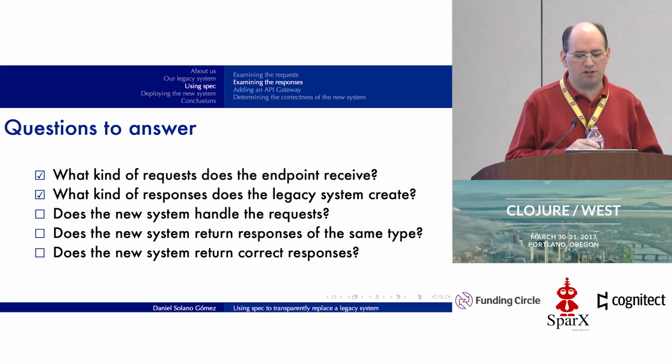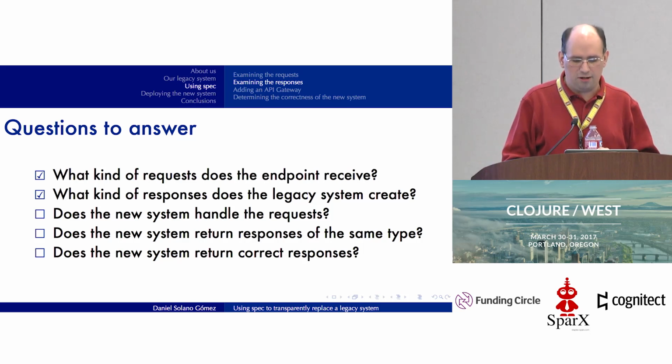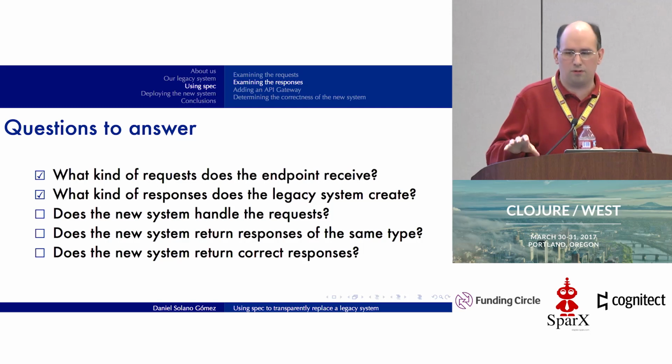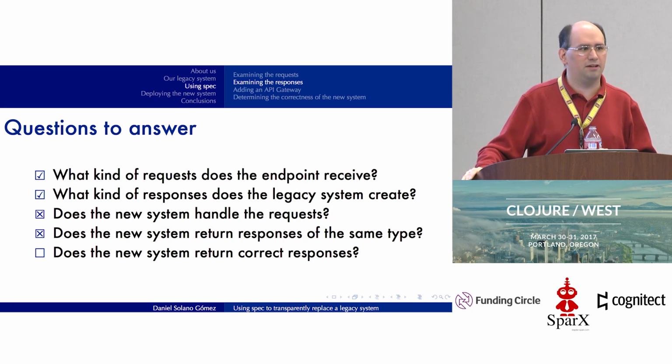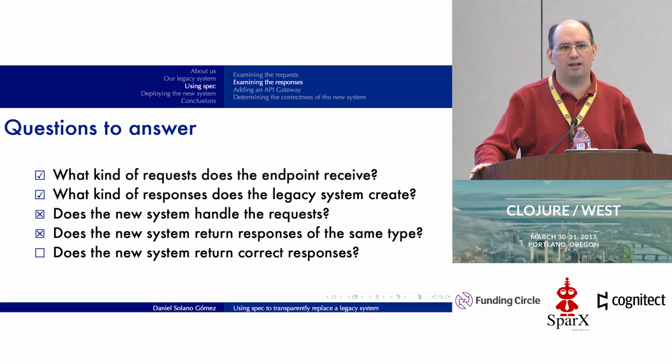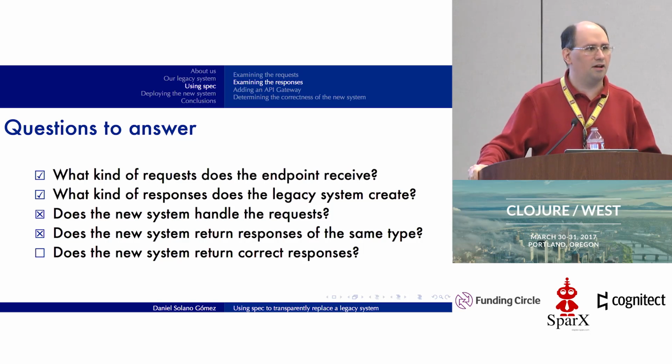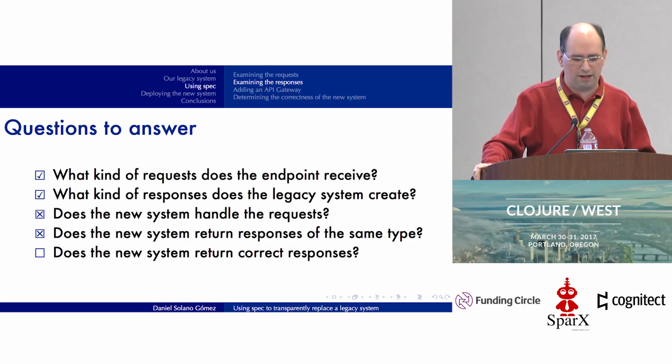The next two questions that we need to answer are now about the new system. Now that we think we have a pretty good understanding of how the old system works, we need to see if the new system works the same way. And we could tell a priori that it doesn't. We know that the new system doesn't accept certain types of input parameters. It may or may not produce the right output.